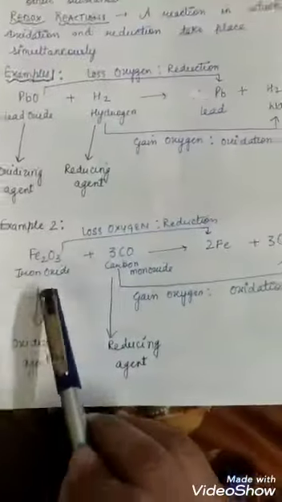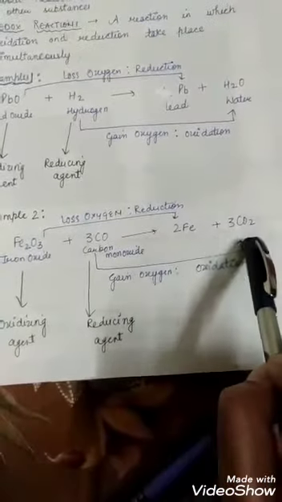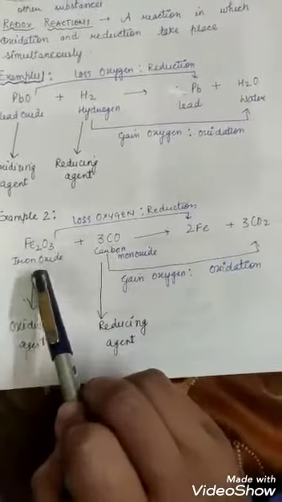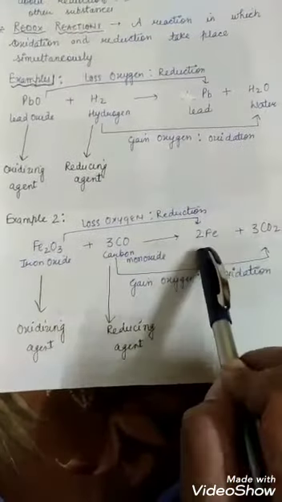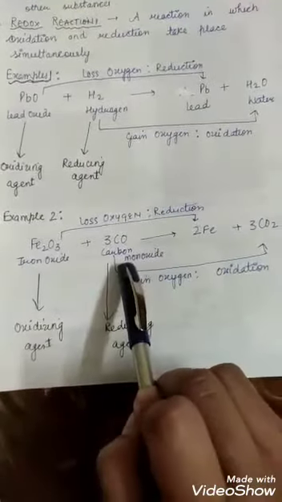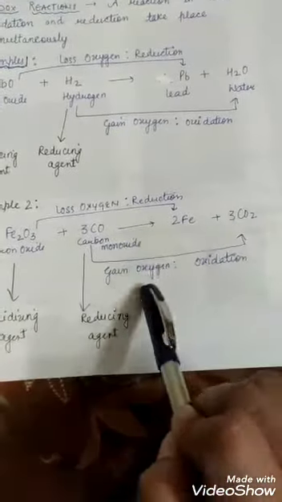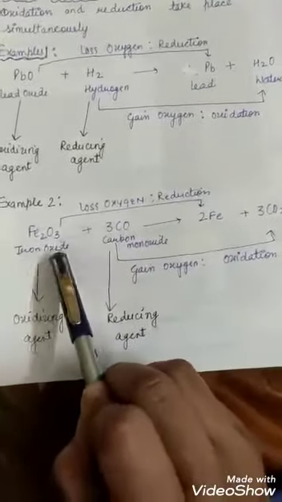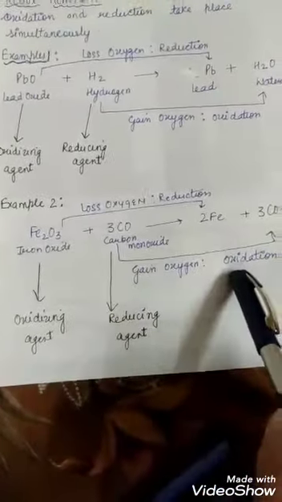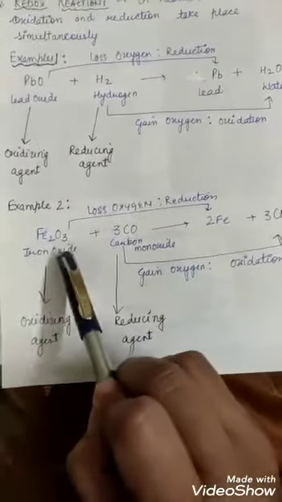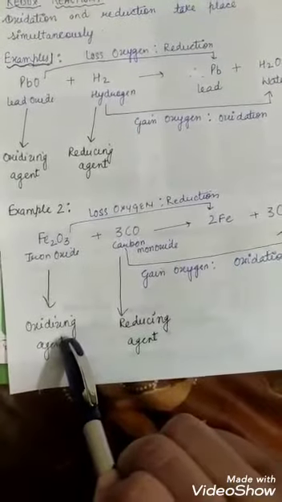Second example I will give you. Iron oxide, when it reacts with carbon monoxide, forms iron and carbon dioxide. Here iron oxide is losing the oxygen, so it is undergoing the reduction process, and carbon monoxide is gaining the oxygen to form the carbon dioxide. It is an oxidation process, and iron oxide is helping carbon monoxide to oxidize because oxygen is adding from here only to carbon monoxide, so it is acting as an oxidizing agent.